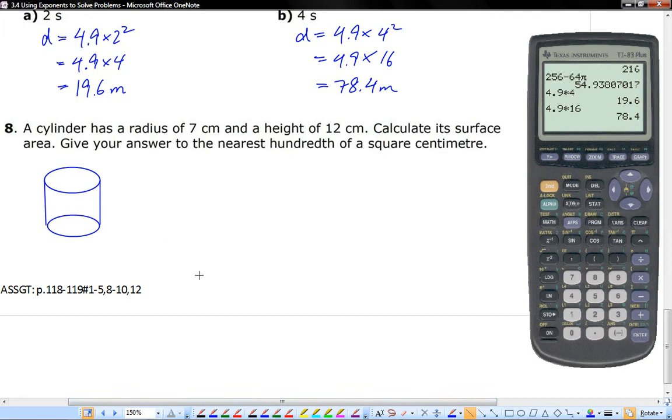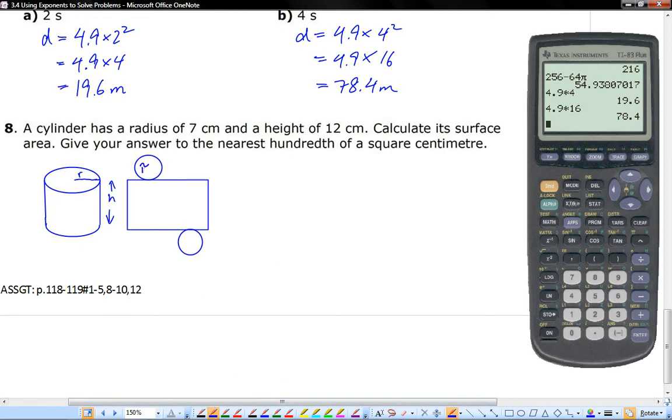Okay. And there we go. Just going to erase this edge here. And there we go. So, in a cylinder, usually you're given the radius and you're given the height. Now, if we were to unwrap this cylinder and take a look at it, you would find that you've got a rectangle and you've got a circle on the top and on the bottom.